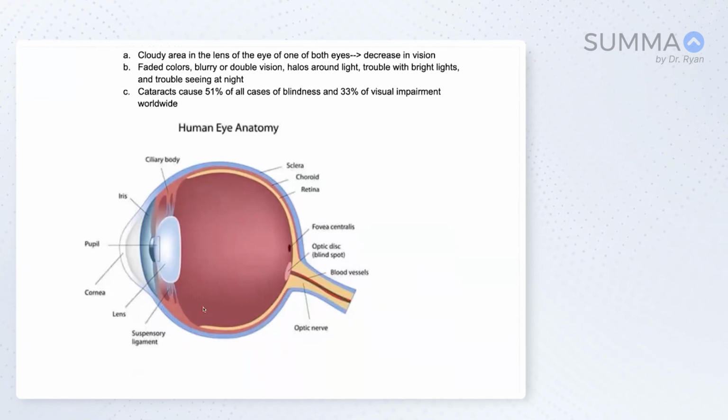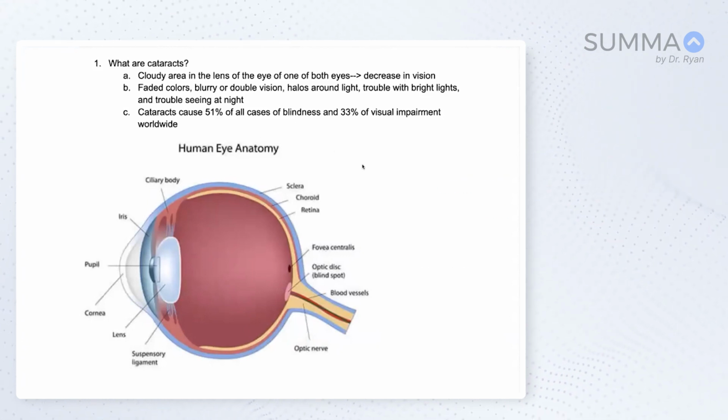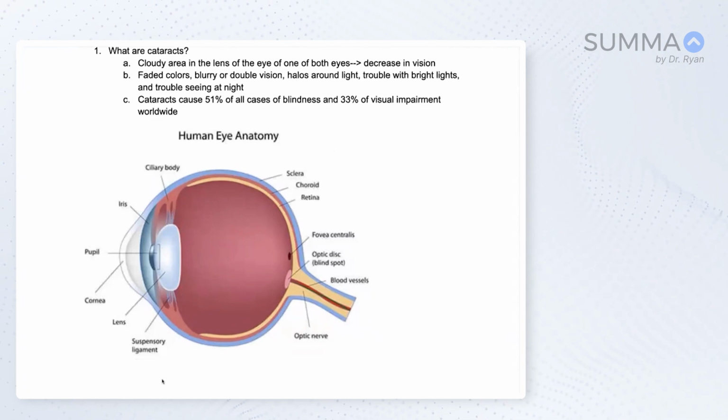So cataracts really refer to cloudy areas that form in the lens of the eye. It can occur in one eye or both. It doesn't necessarily occur at the same time. And you can see here, this is a very basic diagram of human anatomy. You can see the cornea, the outermost surface overlying your eye. And then you can see the iris, which relates to the eye color, the pupil, and then the lens right here, which is this whitish globular structure, which is transparent.